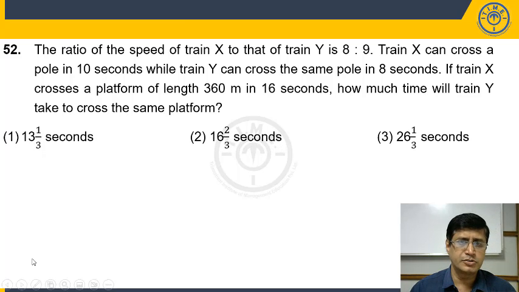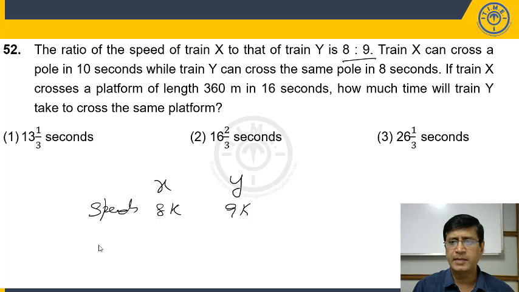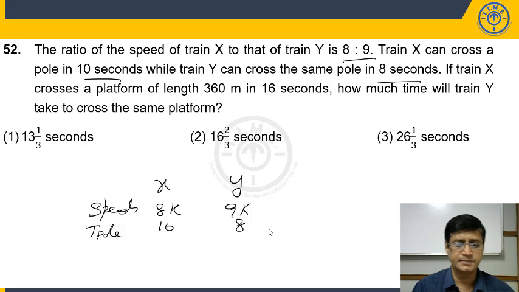The ratio of the speeds of the trains is given. How much here? 8:9. So I am taking 2 trains X and Y. What about the speeds of these trains? Now 8:9 means 8K and 9K. Okay, what about the time taken to cross the pole? 10 seconds and 8 seconds. Here the time taken to cross the pole is 10 seconds and 8 seconds.